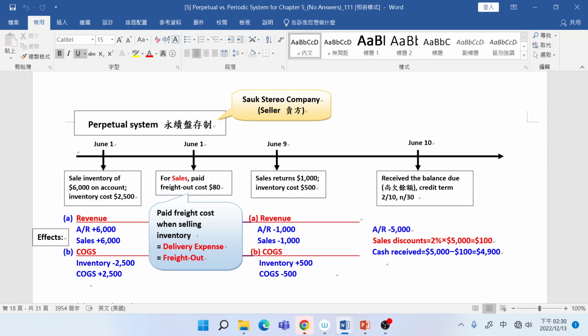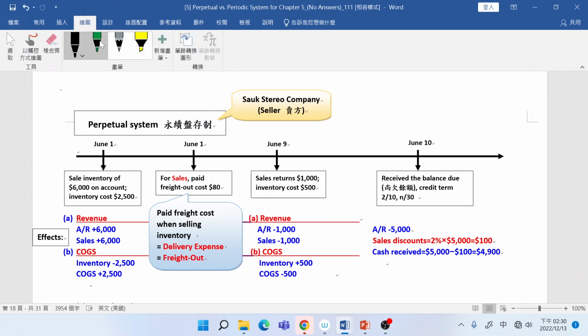Perpetual 永续 means what? You are a hard worker. You are a hard worker means what? When you sell the inventory, you are going to record two things, right? First thing is about revenues. Second thing is about cost of goods sold. Why is that? Because you are a hard worker. So you are going to record revenues and cost of goods sold, two things, okay?